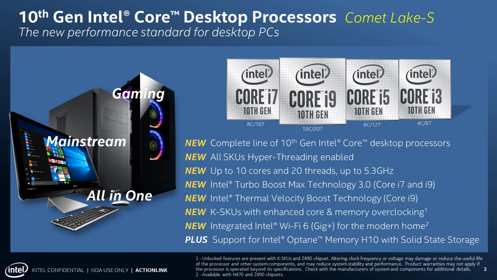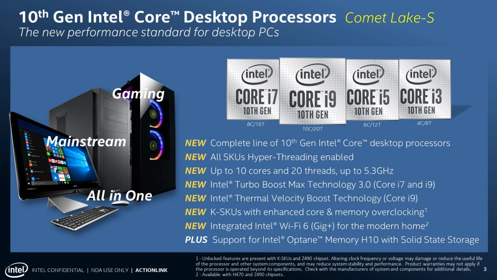What's new about it? All right, so first off, we're doing a complete line update. So whether it's all-in-ones or towers or gaming systems, even all the way down to Celeron and Pentium, the entire family gets updated to Comet Lake S. And with Comet Lake S, what we've done for the core family, Core i3, 5, and 7, is we've enabled hyperthreading.